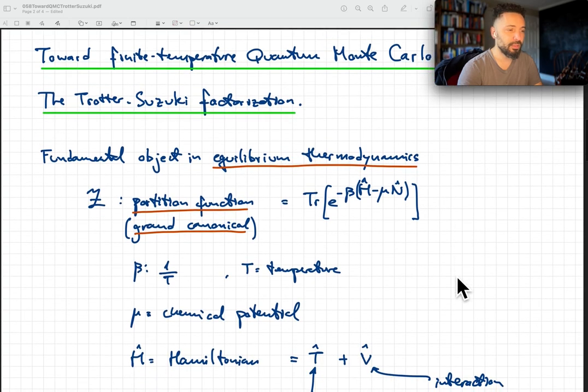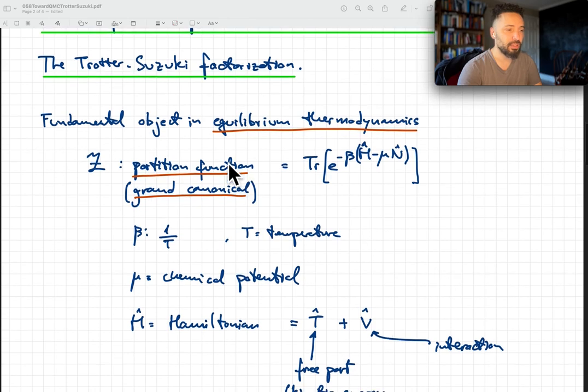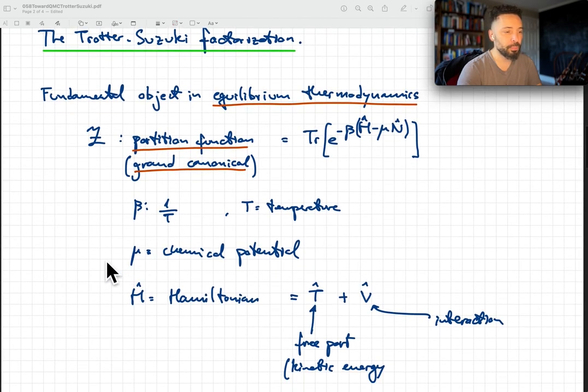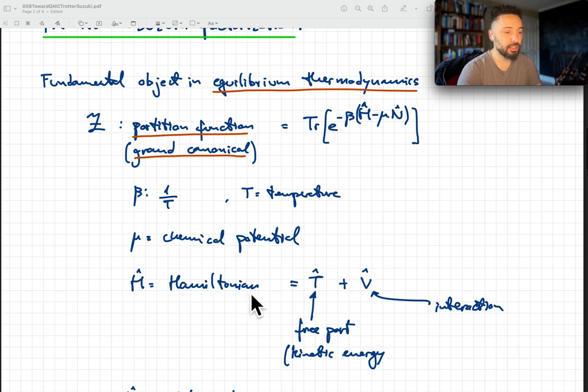So in this equilibrium thermodynamics context, we have this grand canonical partition function, which in quantum mechanical terms corresponds to the trace of this complicated operator. And this operator is the exponential of minus this parameter beta, which represents the inverse temperature, multiplied by the Hamiltonian minus the chemical potential times the particle number operator. So once again, this is the trace of e to the minus beta (H minus mu N), where beta is the inverse temperature, mu is our chemical potential, H is our Hamiltonian.